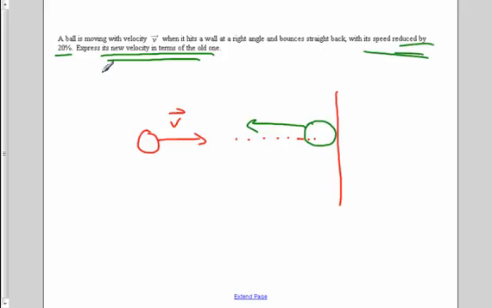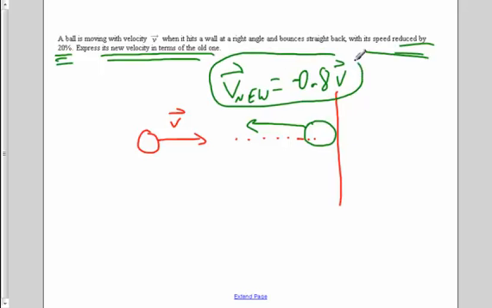Well, if it's reduced by 20%, that means it's 80% of the velocity. So 20% is reduced, so 80% is left over. So my new velocity is 0.8 my old velocity, but it's in exactly the opposite direction, so negative 0.8 my old velocity. The negative means that it's going back, in the other direction, and the 0.8 is saying that it's been reduced by 20%.